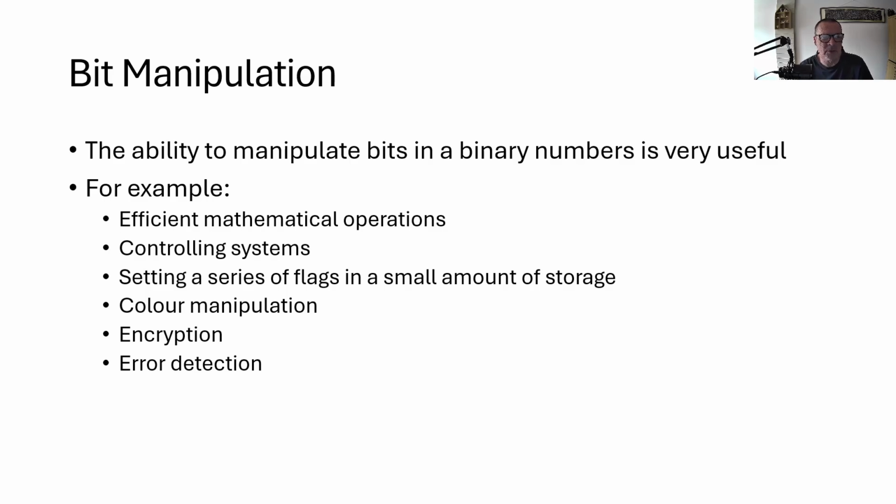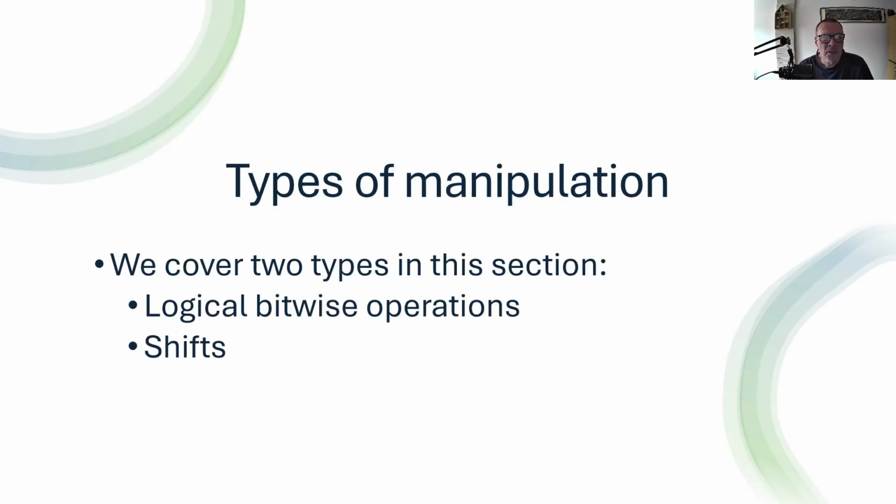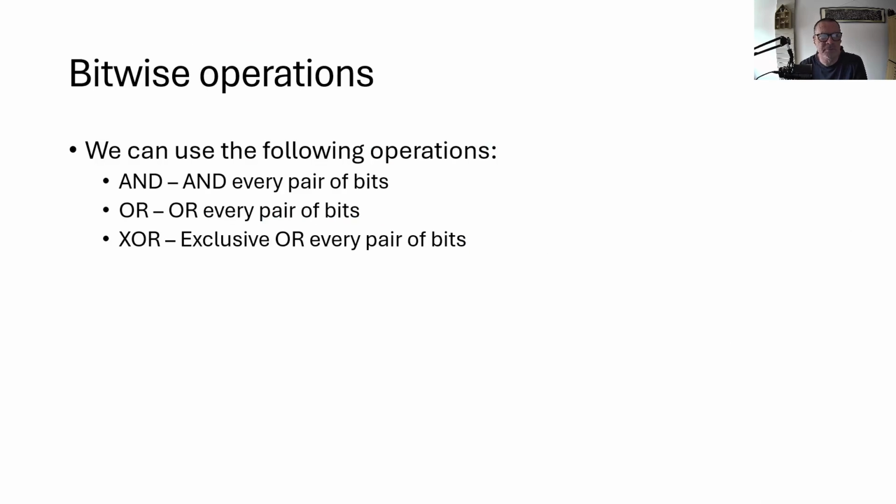So lots of times we might want to effectively play around with the bits in a binary number and come up with something different, something new. And obviously the meaning of that depends on the situation. So we're going to look at two kinds of bit manipulation. The first one is called logical bitwise operations, and the other one is shifts. So let's look at the bitwise operations first.